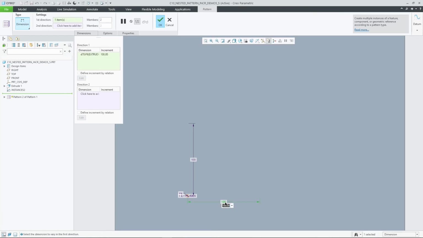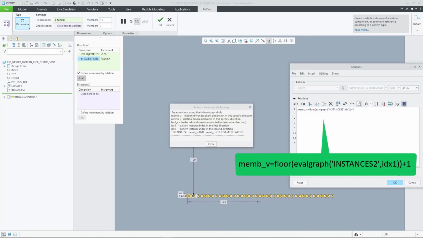Using relations, we can incrementally evaluate the return values of the graph and assign them to the pattern member index. The resulting pattern will then form a shape that follows the shape of the graph.